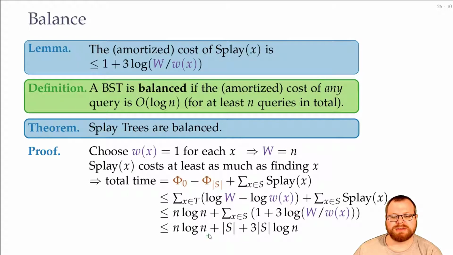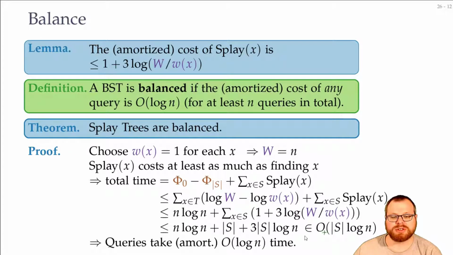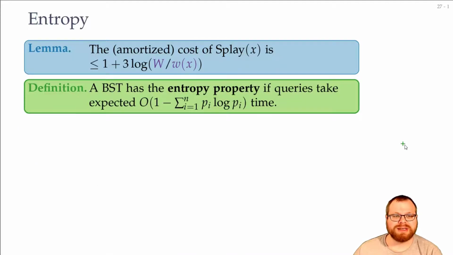And then we have said we have at least n queries in total, so s is at least n, so the whole term here is in order of s log n. And that means amortized, we require only order of log n time. And this proves the balance lemma. How about the next one, the entropy lemma?